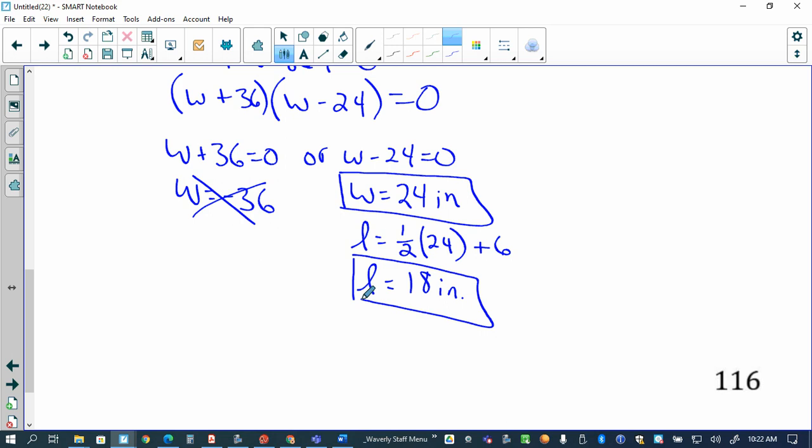We'll check it real quick. What's 24 times 18? Something that ends with 2. 432, and that's the area.